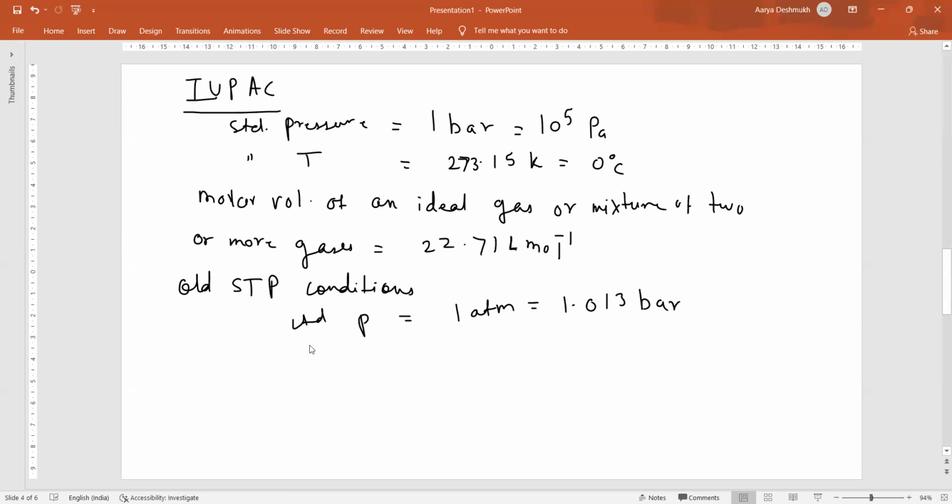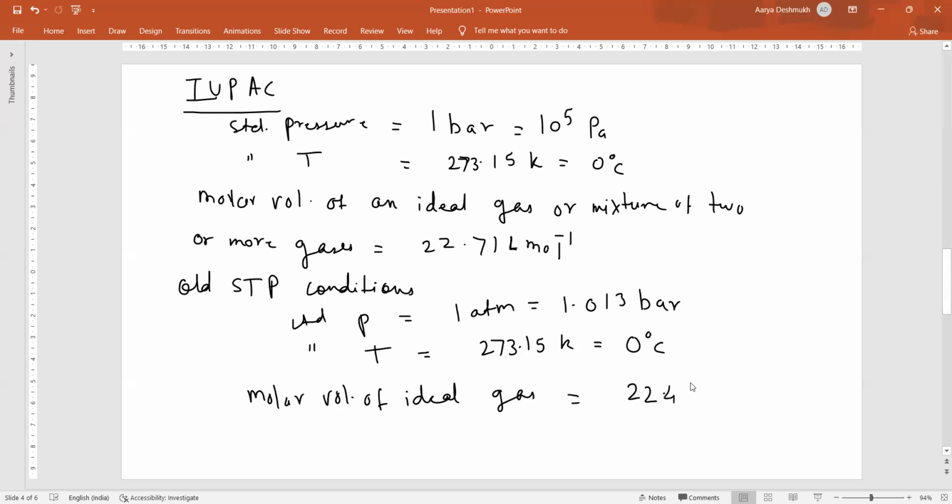These interconversions you should be aware of. Standard temperature is the same, 273.15 Kelvin, which is equal to 0 degrees Celsius. And molar volume of an ideal gas is equal to 22.414 liters per mole. So this is about Avogadro's law and the different values for pressure, temperature and volume. You will need this information while solving the numericals based on this lesson.